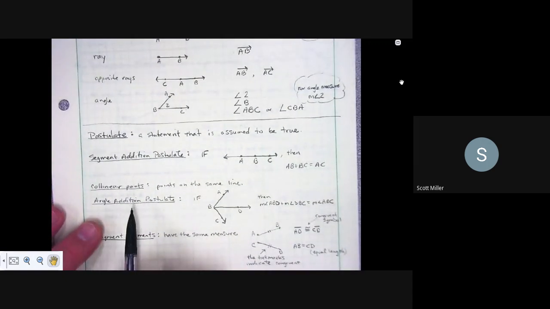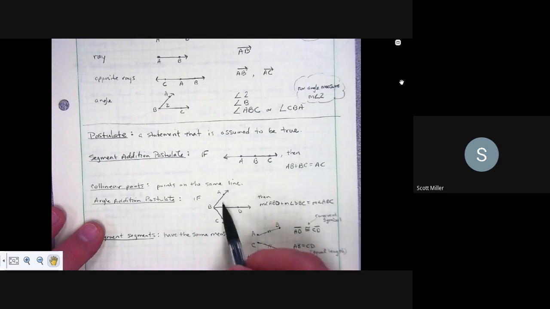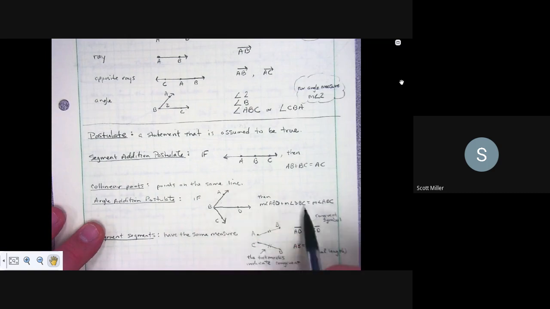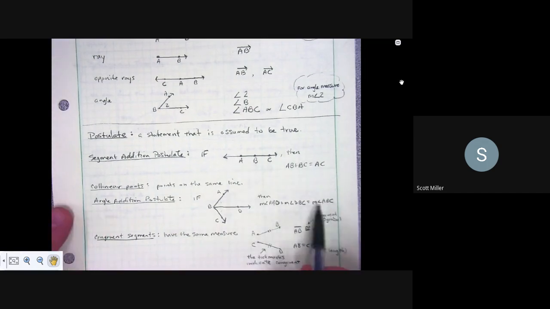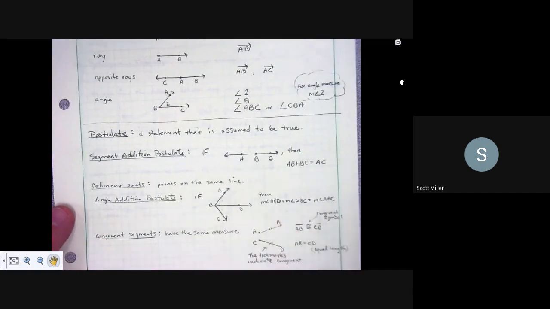You have another one for angles called the angle addition postulate, and it does the same thing. Here are 2 angles right here. If I take this angle measurement, ABD, and add it to the measurement of DBC, then I get the measurement of the whole angle, ABC. That is the same concept as the segment addition, and that is the angle addition postulate. So these 2 statements are assumed to be true.